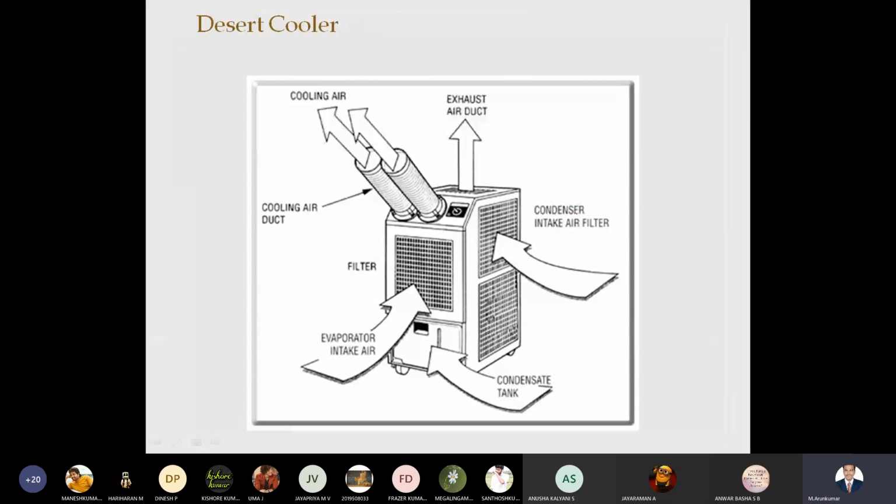So the purpose of the condenser: this condenser actually cools the air in the desert cooler. Then the cooled air is passed to the space where we want to cool. Right. So actually, the high temperature air is cooled with the use of the condenser. Actually, there will be a temperature difference. So this temperature difference drives what is called heat transfer.